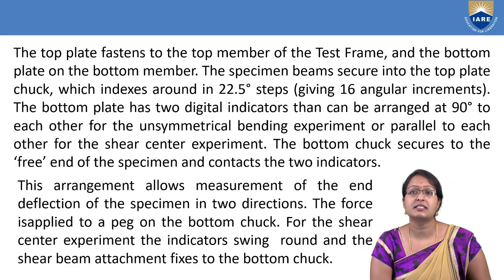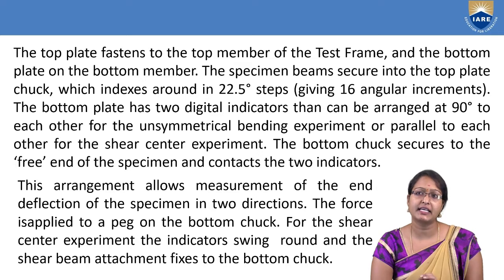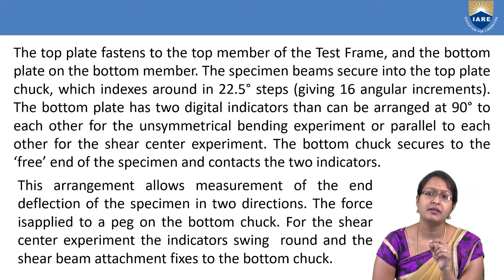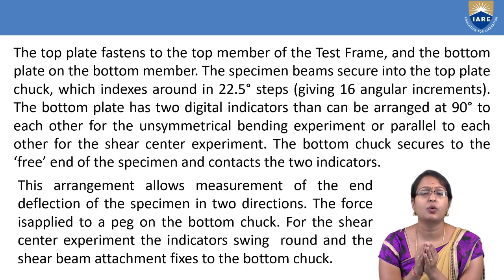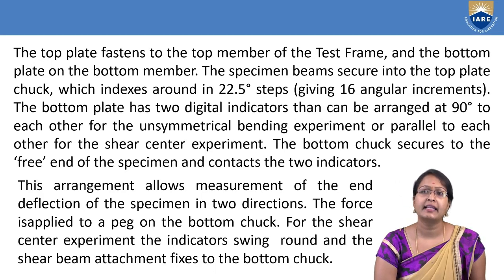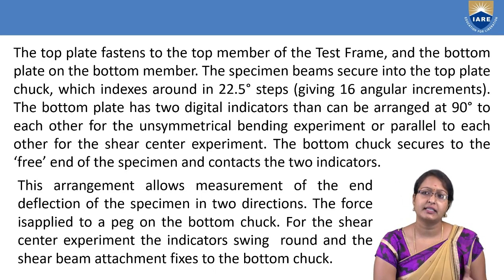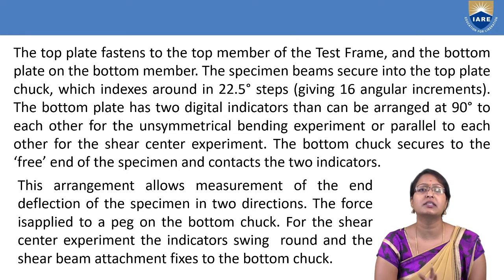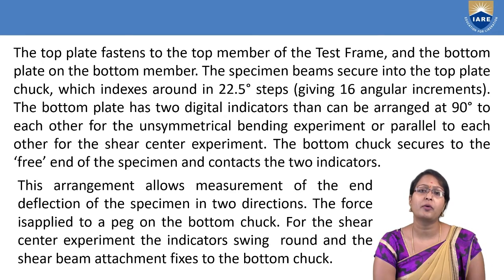The top plate fastens to a top member of a test frame and the bottom plate to the bottom member. The specimen beams are secured into the top plate chunks, which index around in 22.5 degree steps. The bottom plate has two digital indicators, which can be arranged at 90 degrees to each other for an unsymmetrical bending experiment, or we can do it in a parallel way. We are placing it in a vertical way for the shear center experiment.